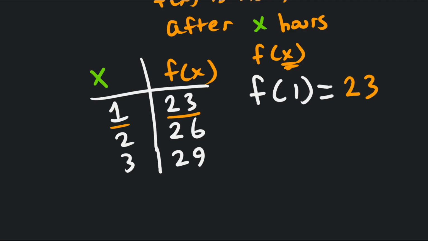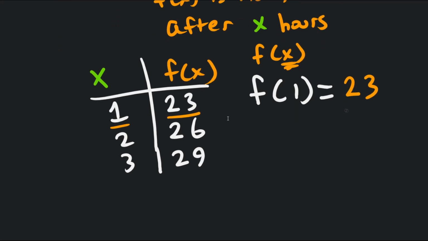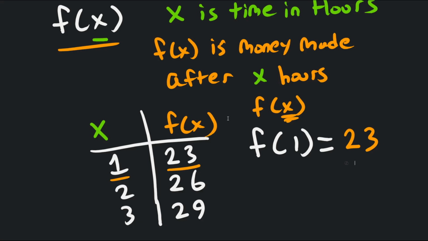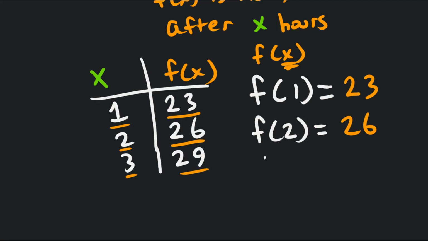So how I want you to think about this is this function f of x that we've made: you put in a 1 and it spits out a 23. That is what this function does. Okay, so what is f of 2? We're inputting 2, and it's spitting out a 26. So f of 2 is 26. And you could probably see right here, f of 3 is 29.